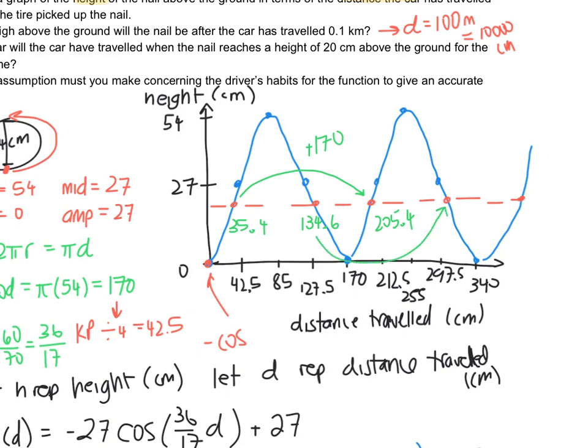But I don't care about the fourth time. I care about the fifth time. So if I take this 205.4 and add 170 again, then I've reached that point that I initially said would be the fifth time the nail reaches that height of 20 centimeters. So when I add 170 to 205.4, I get 375.4. And that is the fifth time when the nail reaches that height.